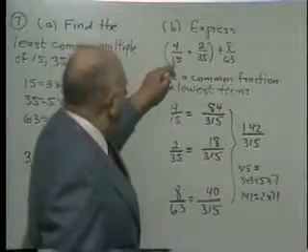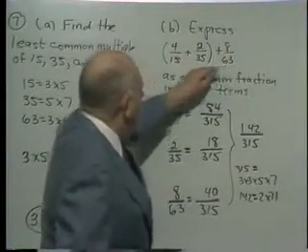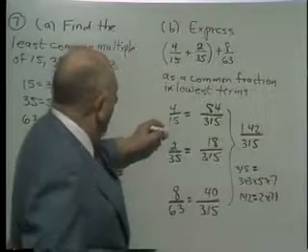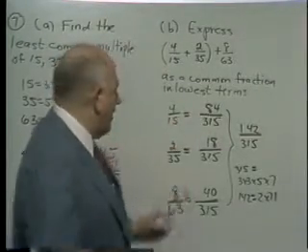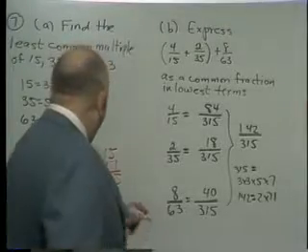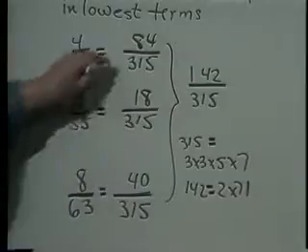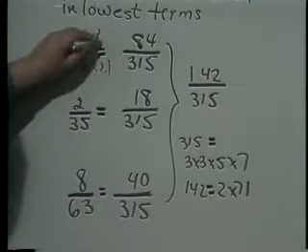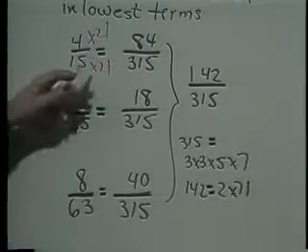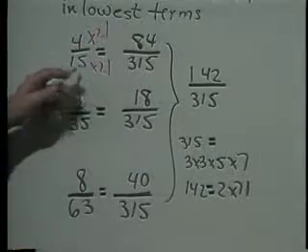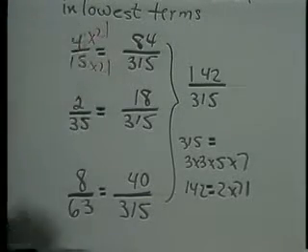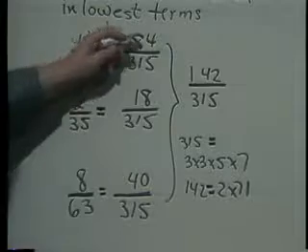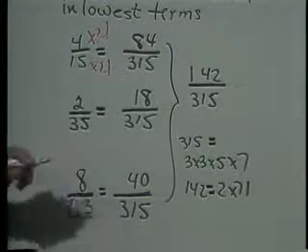So what do I need to add here? A common denominator. And in part A, I found that the common denominator of 15, 35, and 63 was 315. Now, how many times does 15 go into 315? It goes in 21 times. See, that's what we found before. We found that 315 was the 21st multiple of 15. Multiply downstairs by 21, I have to multiply upstairs by 21. That gives me 84 over 315.